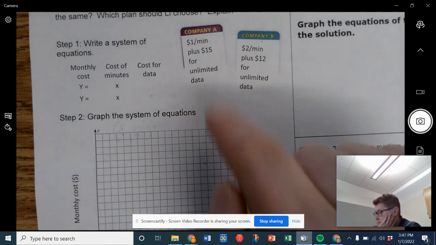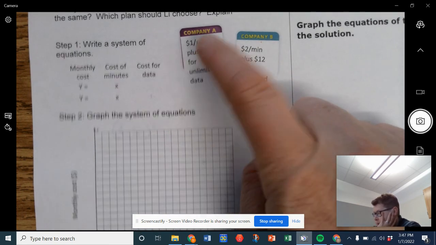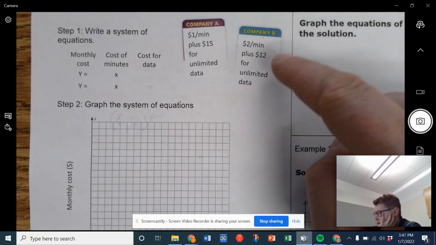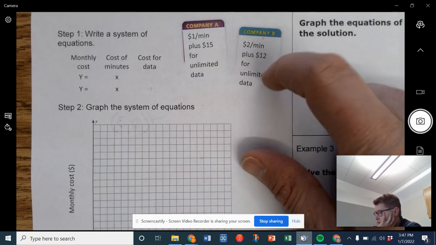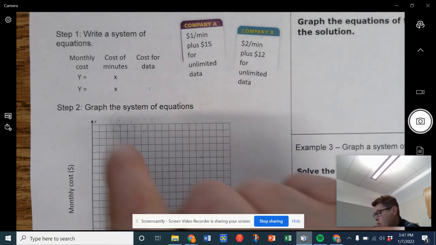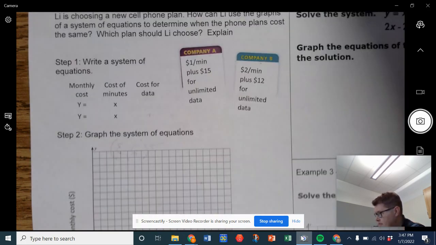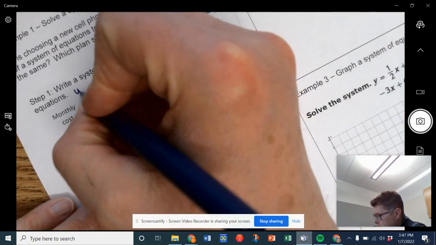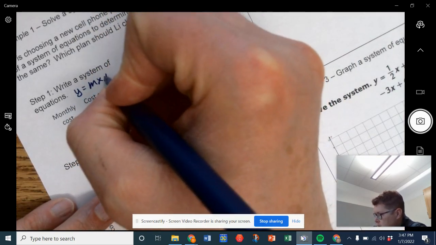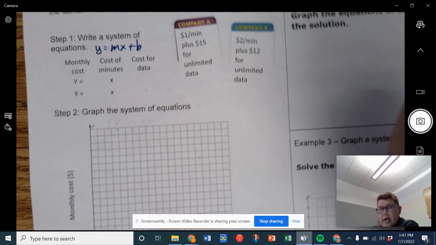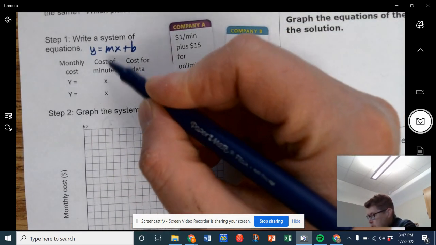So for company A, they charge $1 per minute plus $15 for unlimited data. Company B charges $2 a minute plus $12 for unlimited data. So we're going to write a system of equations, right? So cost of minutes, it's going to be in the form of y equals mx plus b, right? That's what we want to get these in to make it easy to graph. So we've got our y equals, we've got our x, we just got to fill in the m and the b.